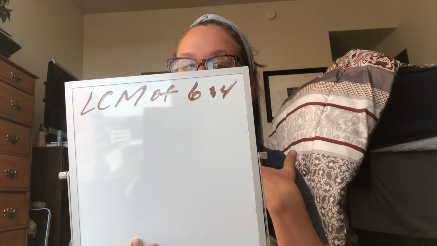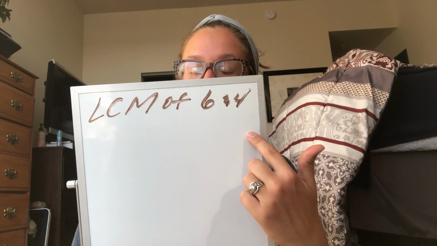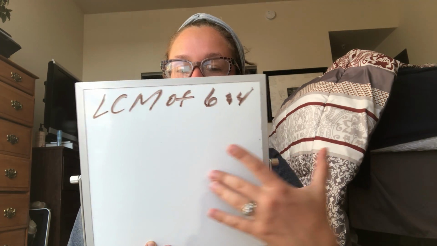So I need to find the multiples of 6 and the multiples of 4. There's going to be a lot, so I'm only going to do a few. Let's talk about the first few of 6. 6 times 1 is 6. 6 times 2 is 12. 6 times 3 is 18. 6 times 4 is 24. 6 times 5 is 30. And I think I've probably gone far enough.